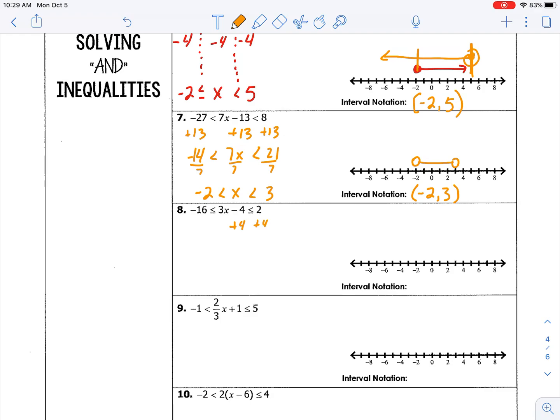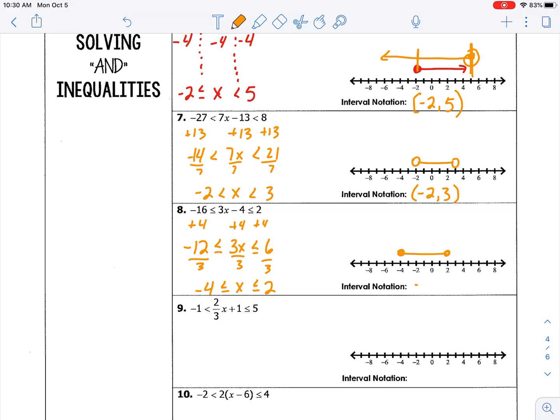We're going to add the 4 over to get a negative 12 and a 6. We'll divide the 3 out. Let me get that 2 in there. All right, so that means that we're going to go from a closed circle at negative 4 to a closed circle at 2, it looks like. And we're going to connect the dots.